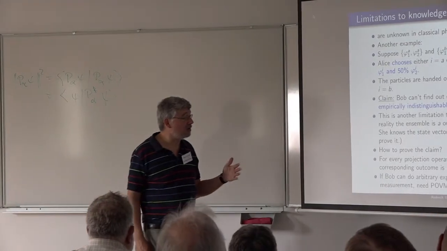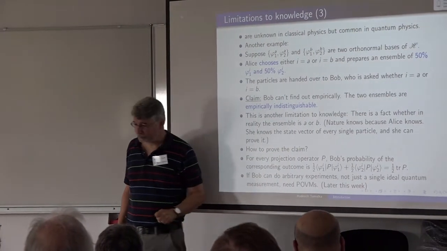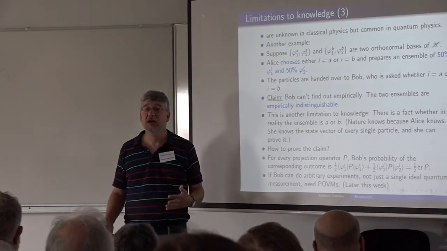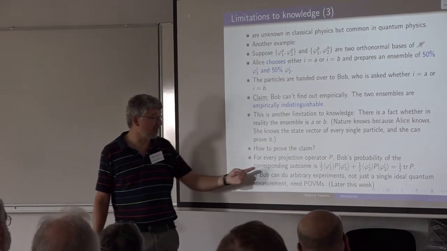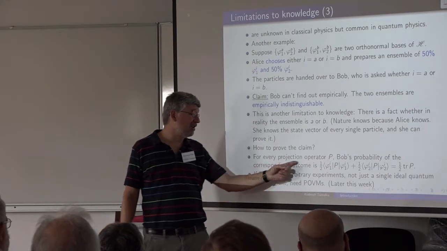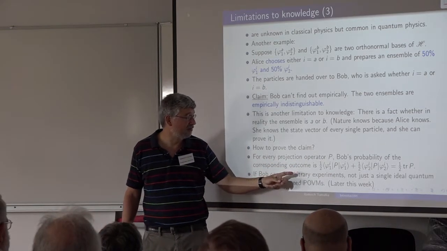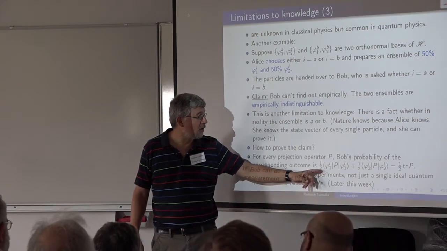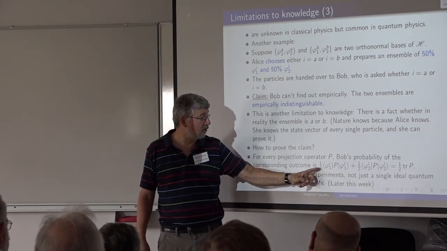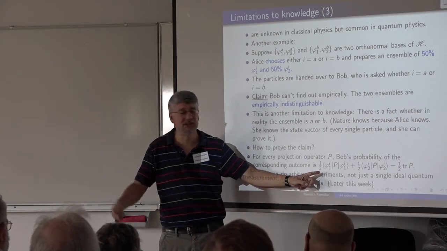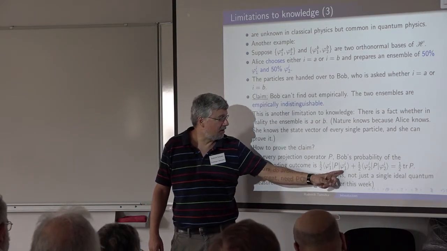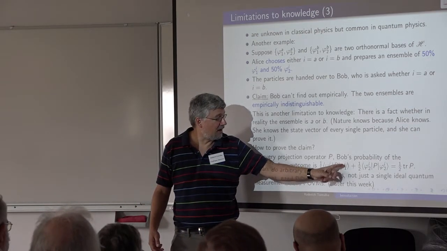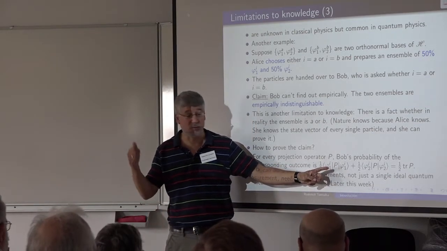Now let me say a few words about how to prove that Bob cannot find out. What Bob could do is carry out an ideal quantum measurement of some observable, and the different possible outcomes would correspond to projection operators. For every projection operator, Bob's probability of the corresponding outcome, let me just write P as a shorthand for P alpha. So here's the probability that he gets. For 50% of the particles, or the frequency in the ensemble, they are phi I1. If you do this experiment with a particle in state phi I1, your probability of getting the result plus 1 is this here.